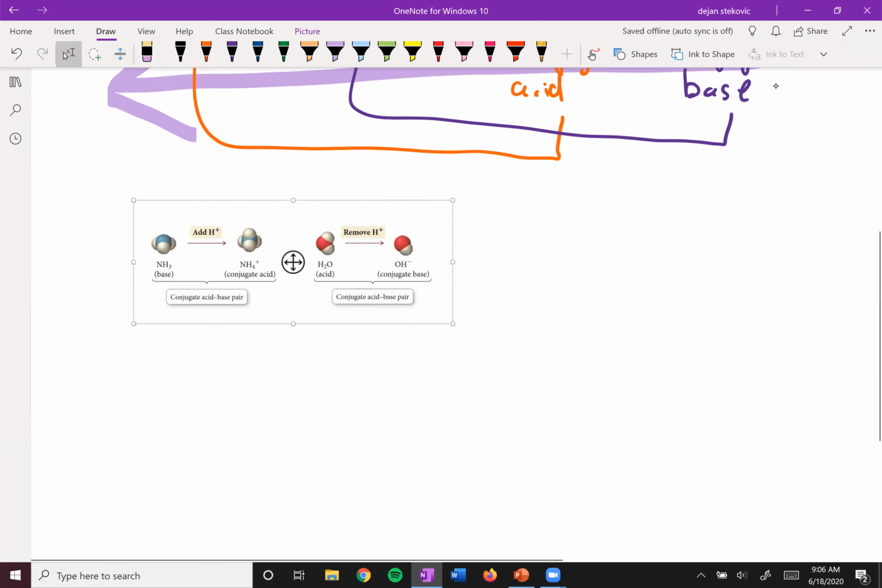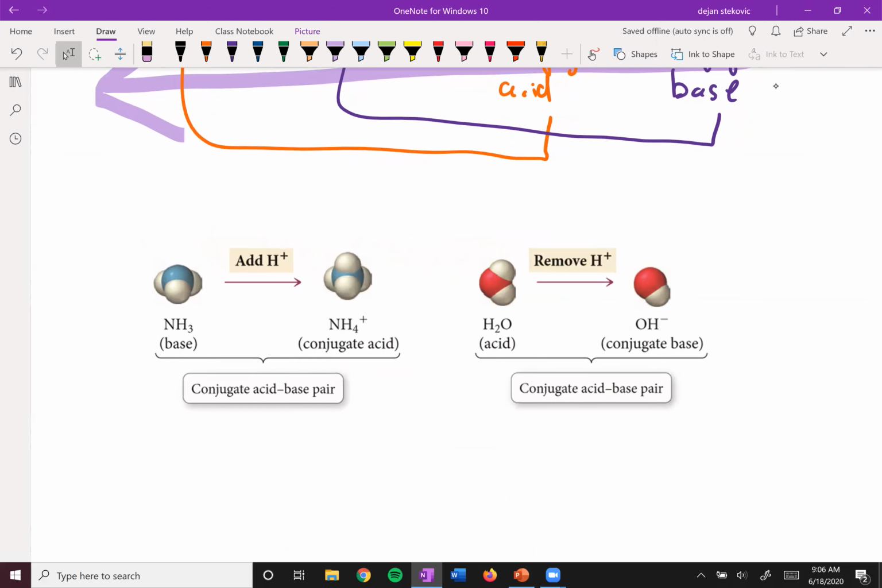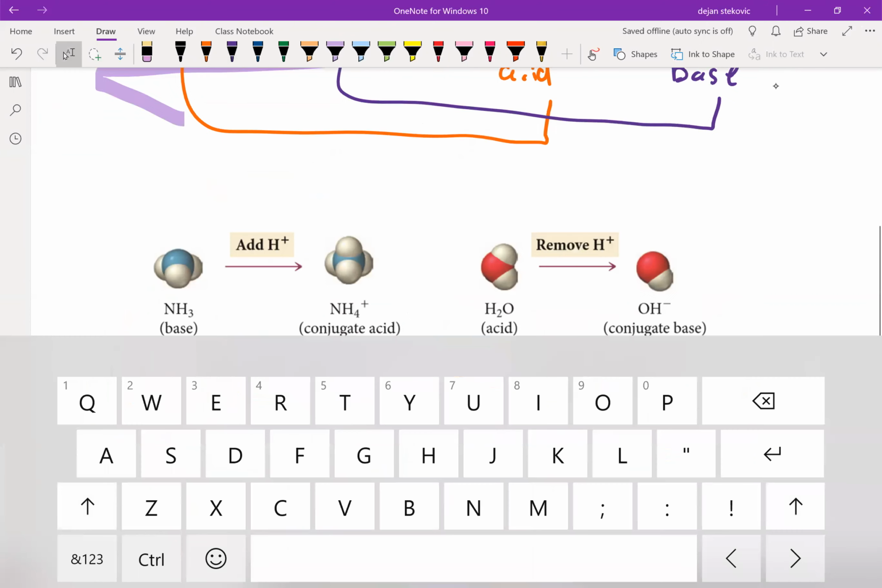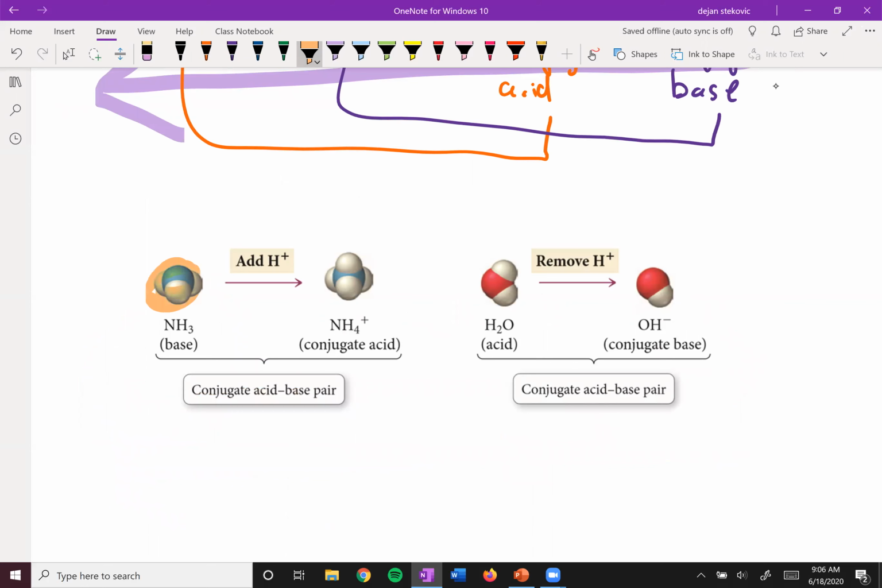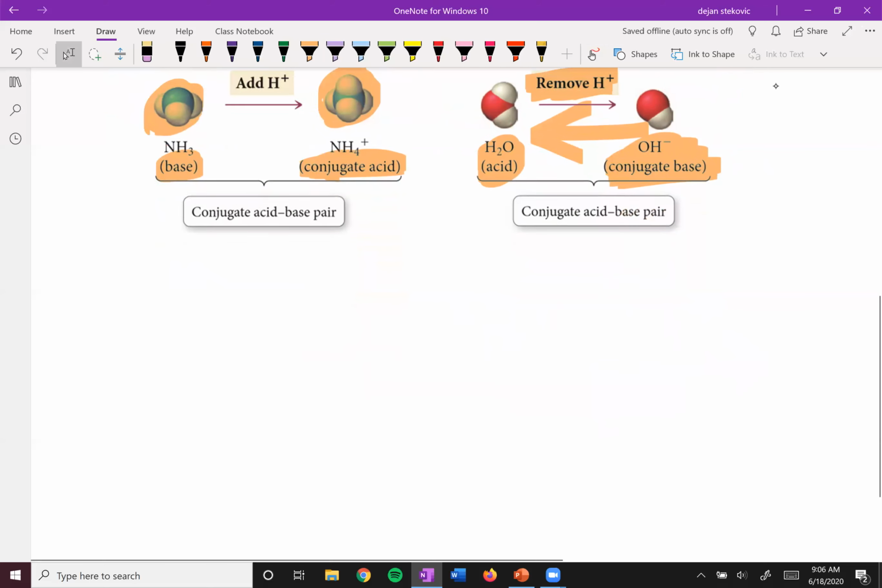And so here's just some more examples. Right, ammonia itself acts as a base, but whenever it's protonated, it can then act as an acid, right? So here it's a base, here's the conjugate acid, right? Water can act as an acid by removing an H+, but then if it's going in the other direction, it's going to act as a base, so it's the conjugate base.